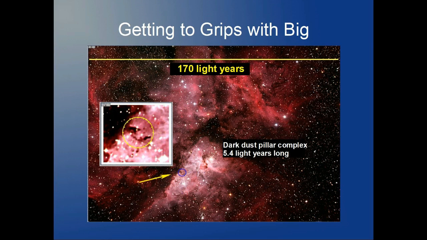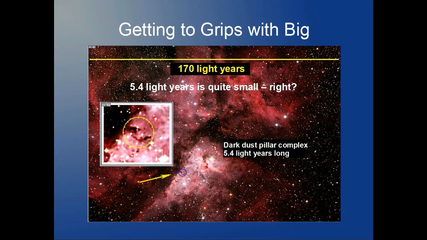Now, so far in this talk, we have been considering object sizes of 79 light years for the Statue of Liberty Nebula, 56 light years for the Swan Nebula, and 170 light years for this image of the Eta Carina Nebula. So 5.4 light years is really quite small and insignificant, right? Well, let's think about that.